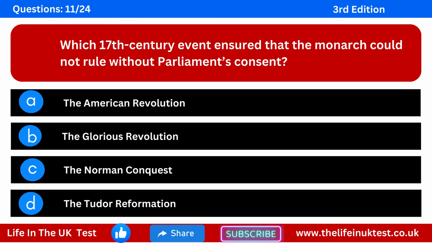Option A, the American Revolution. Option B, the Glorious Revolution. Option C, the Norman Conquest. Option D, the Tudor Reformation.